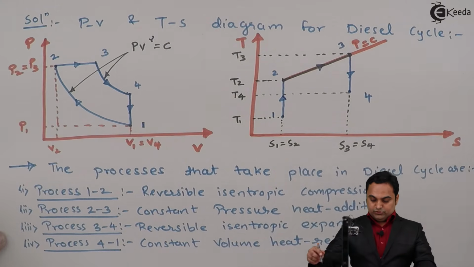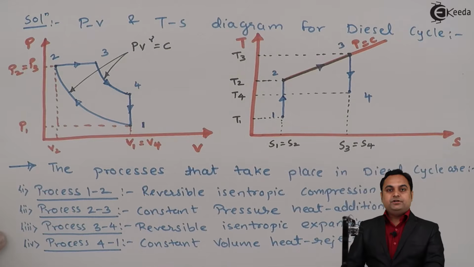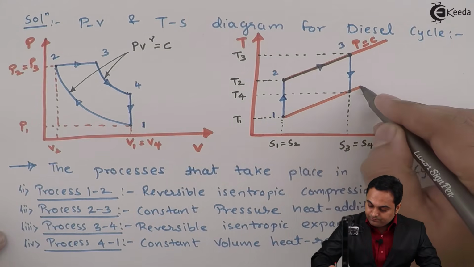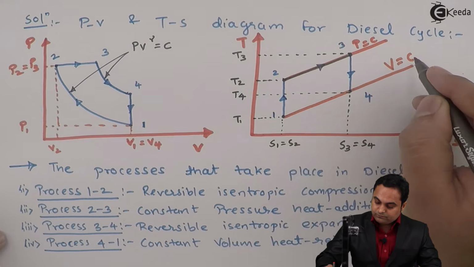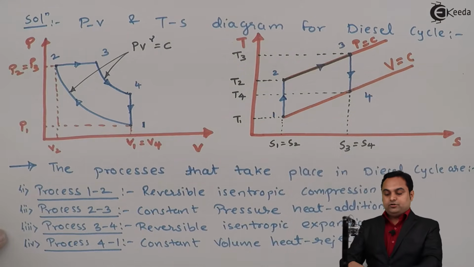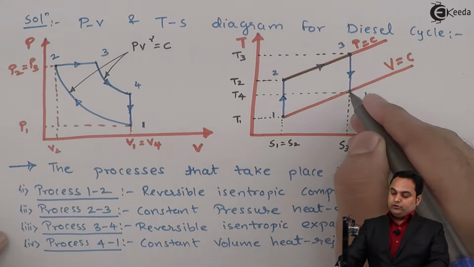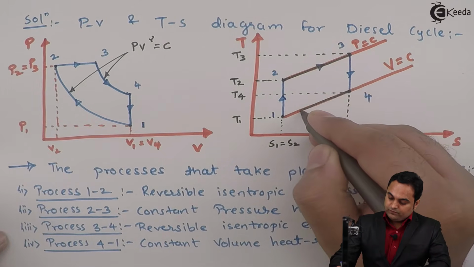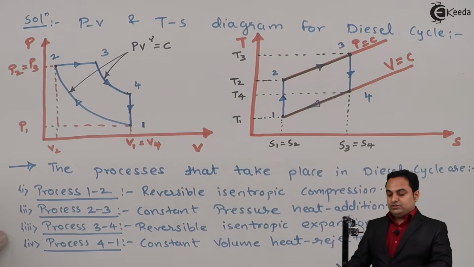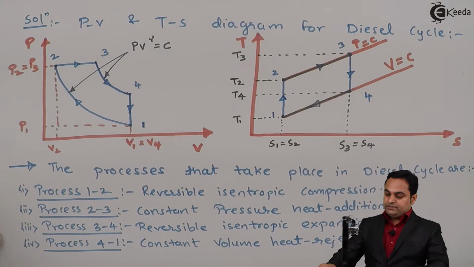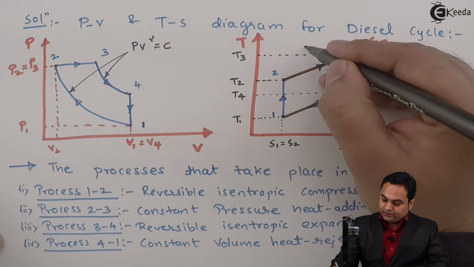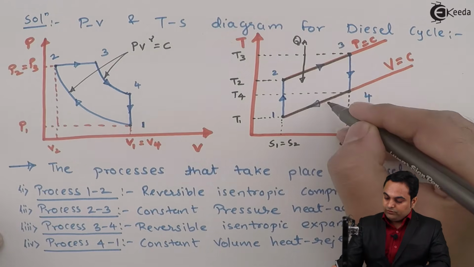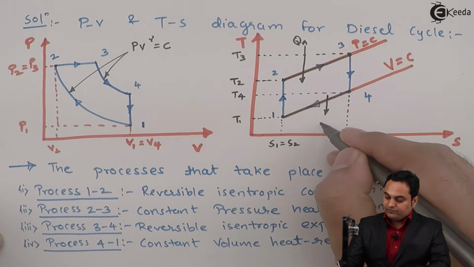Similarly during expansion entropy remains constant, S3 is equal to S4. Then during process 4 to 1 it is a constant volume heat rejection. So here I'll draw a constant volume line, and when heat is rejected at constant volume the process should follow this line. So we are following the line from 4 to 1, which indicates constant volume heat rejection. Next, I can say that during 2 to 3 the heat is added, Q suffix A. During 4 to 1 heat is rejected, Q suffix R.